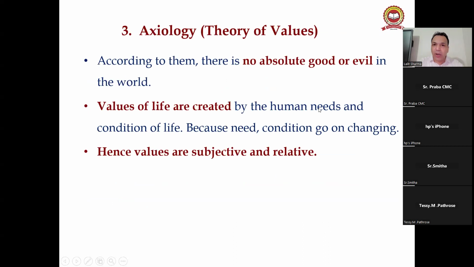Third is axiology or theory of values. According to them, there is no absolute good or evil in the world. Values of life are created by human needs and conditions of life, because needs and conditions go on changing. Hence, values are subjective and relative.